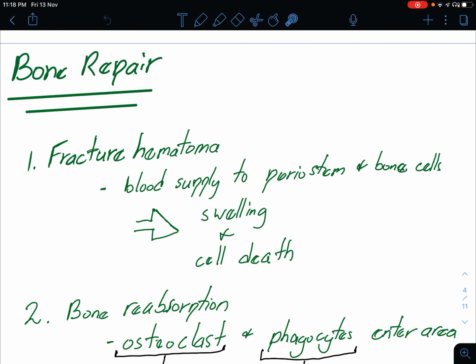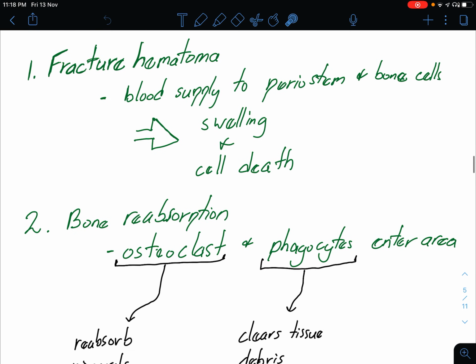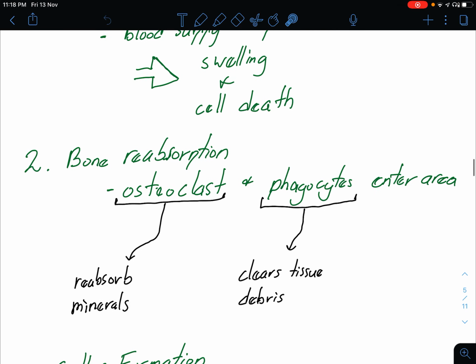When there's an instance of a fracture hematoma, the blood supply to the periosteum, which is our compact bone or the outer layer of the bone, is going to be disrupted. So our blood supply is going to be disrupted, and that's going to cause swelling and cell death or inflammation as well.